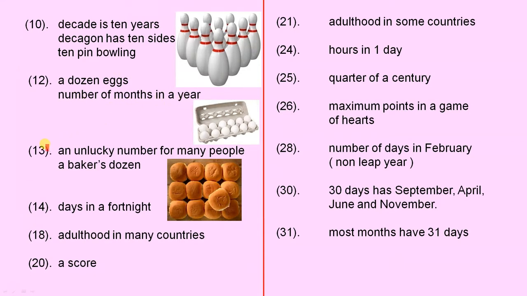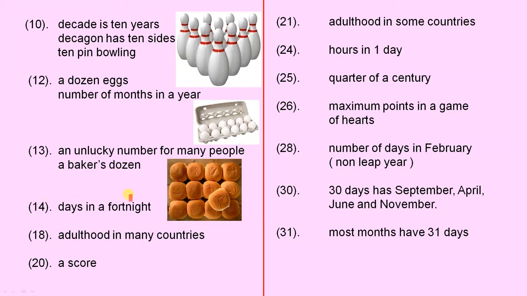The number 13, an unlucky number for many people. So the suspicious people would say that 13 is an unlucky number. I don't know whether you're familiar with the term a baker's dozen. What that means is that in the old days, if you went to buy 12 loaves of bread or 12 rolls, the baker would give you an extra one as a bonus. So you actually got 13. So we call that a baker's dozen.